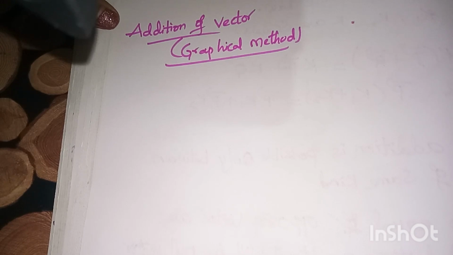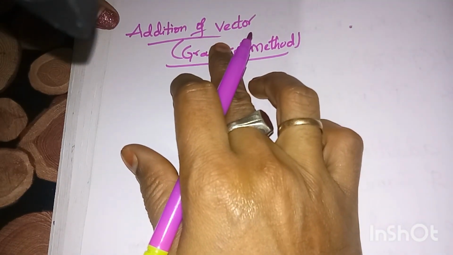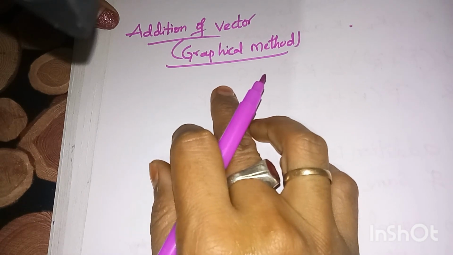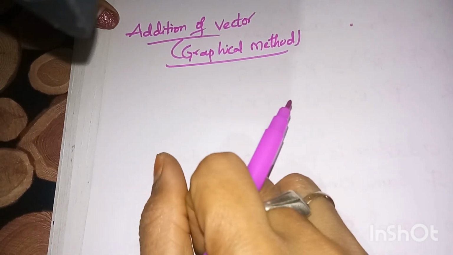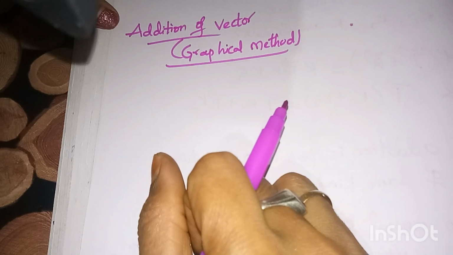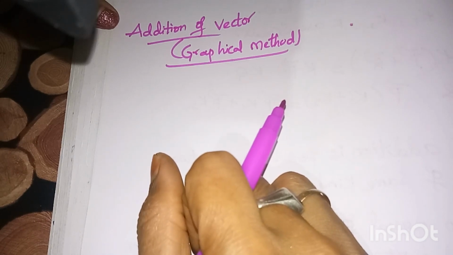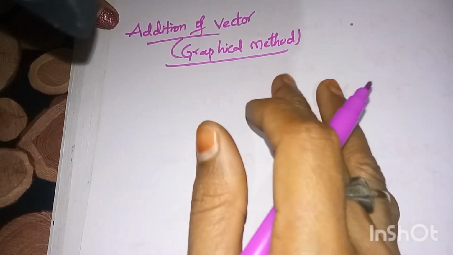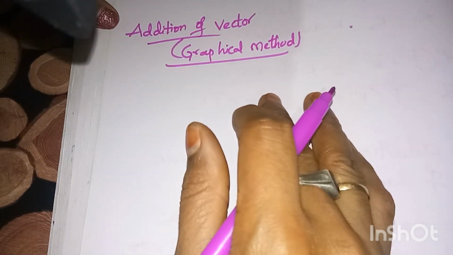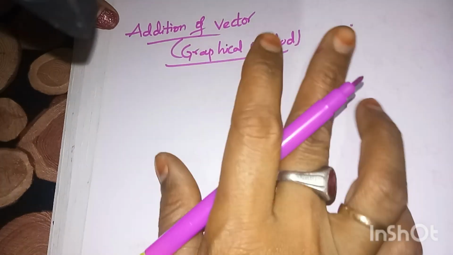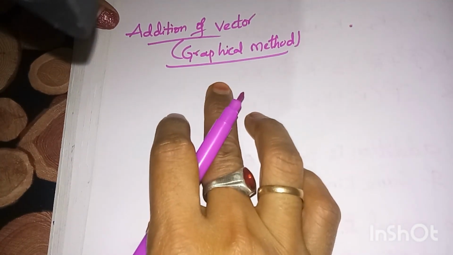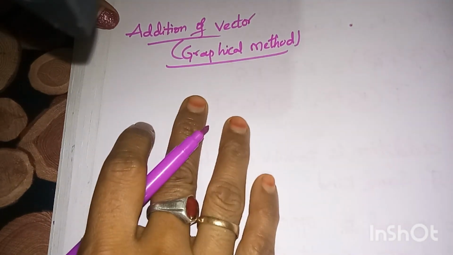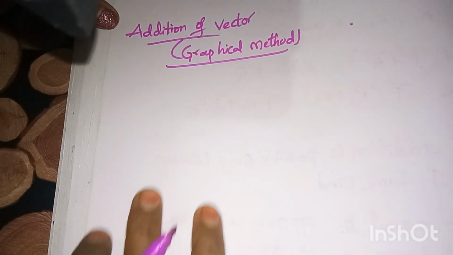Today we are going to discuss the addition of vectors in graphical method, and we are going to discuss the laws of vector addition. So these are the two topics we are going to discuss in this class. A vector means a physical quantity that has magnitude and direction and should obey the laws of vector addition. That is what we will discuss: the laws of vector addition, and how two vectors can be added in graphical method.